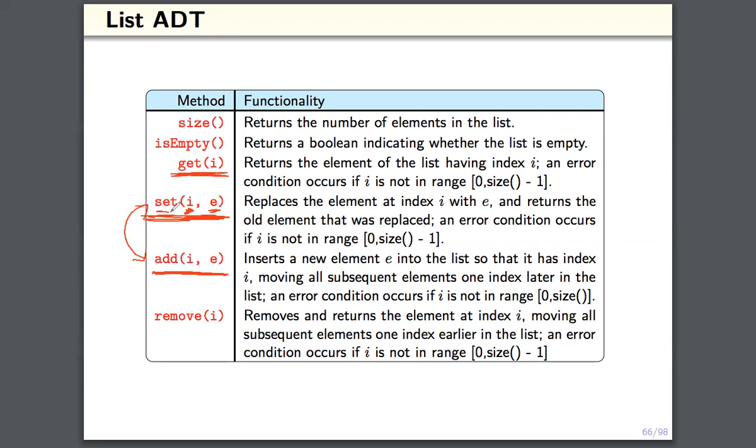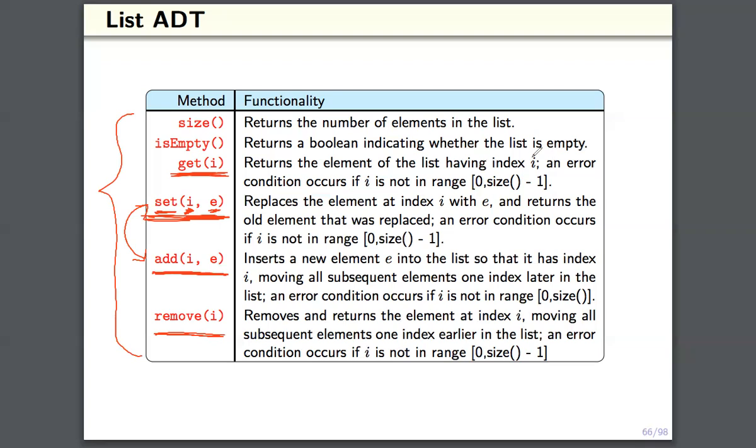Here, this is just modification at the ith element, but here it is insertion of a new element at the ith position. Then remove of I: you want to delete the element at the ith position. Now think about it. These are just the methods or functions, and I'm saying that this is an ADT. That means the implementations of all these functions are not given.